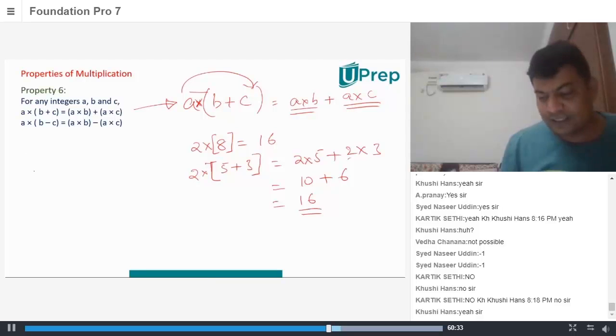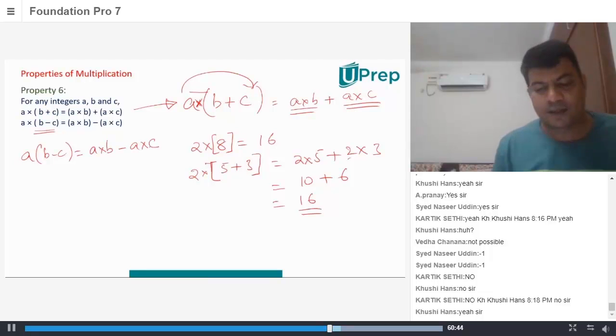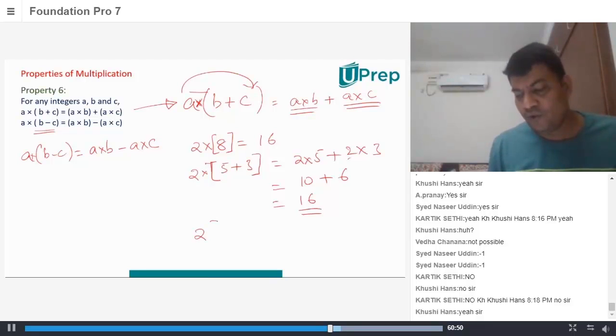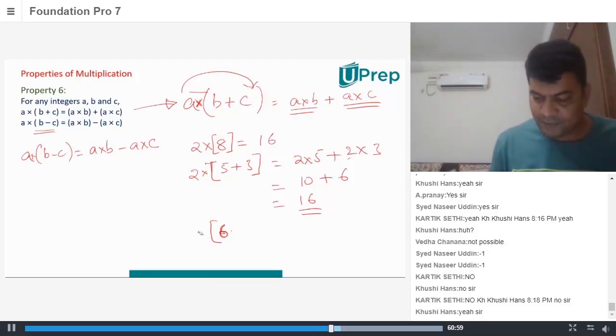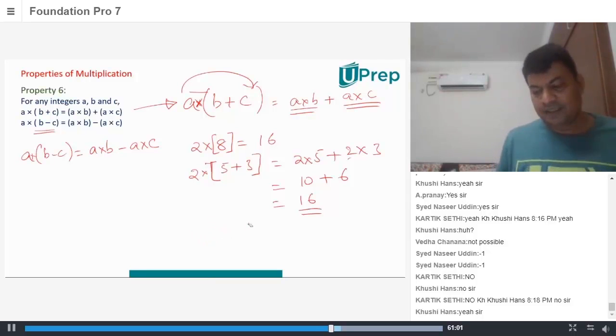Similarly, multiplication is distributive over subtraction also. If you have A into B minus C, it's always equal to A into B minus A into C. Let me take a different example. Wait, give me a second, I don't want you to get confused. Let's take a different color and do it.